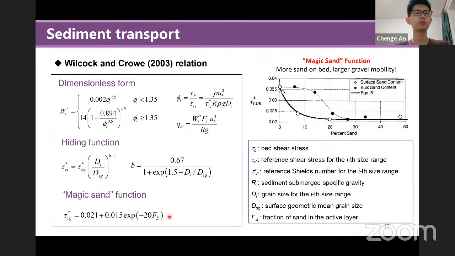This equation at the bottom shows the sand function in the Wilcock-Crowe relation, and this figure in the upper right part of the slide shows how this function works. With the increase of sand content on the bed, the reference shear stress, or the critical shear stress of the sediment transport, reduces exponentially. That means that with more sand on the bed, there will be a larger gravel mobility. And because we want to study how the fine sediment affects the bed degradation, this sand function is important in our model.